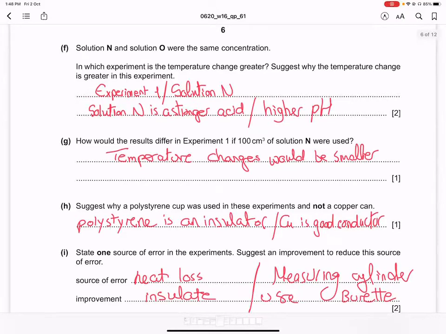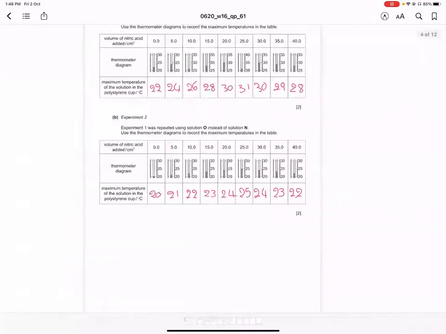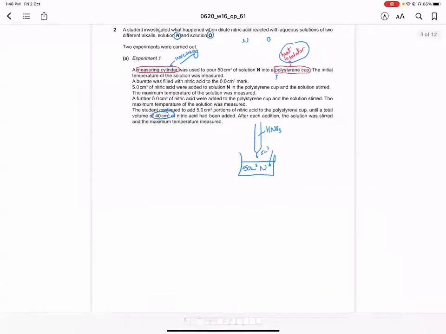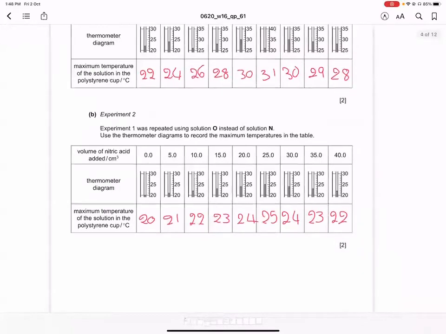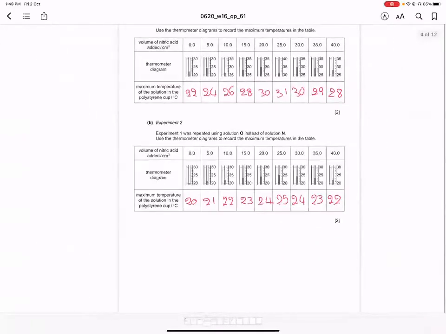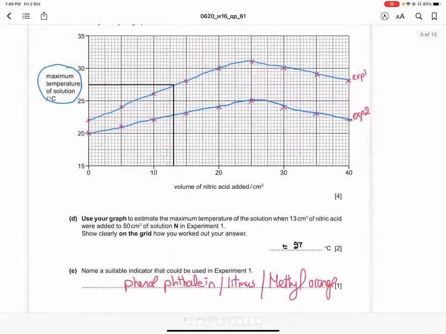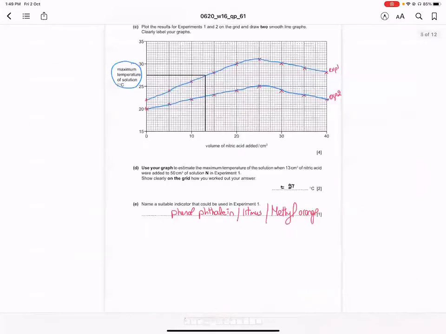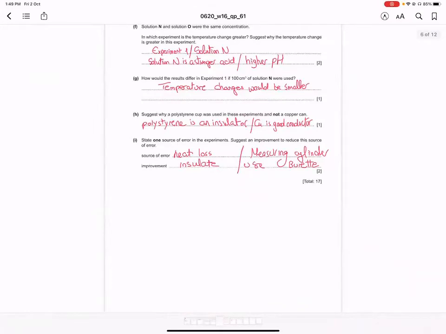In which experiment is the temperature change greater? Suggest why. Okay, he did the same experiment twice, once with solution N and the other with solution called O instead of N. And then he watched the graph, and he's asking you which solution caused the greater temperature change. I think it's obvious from the graph that the greater temperature change was in experiment 1, with solution N.